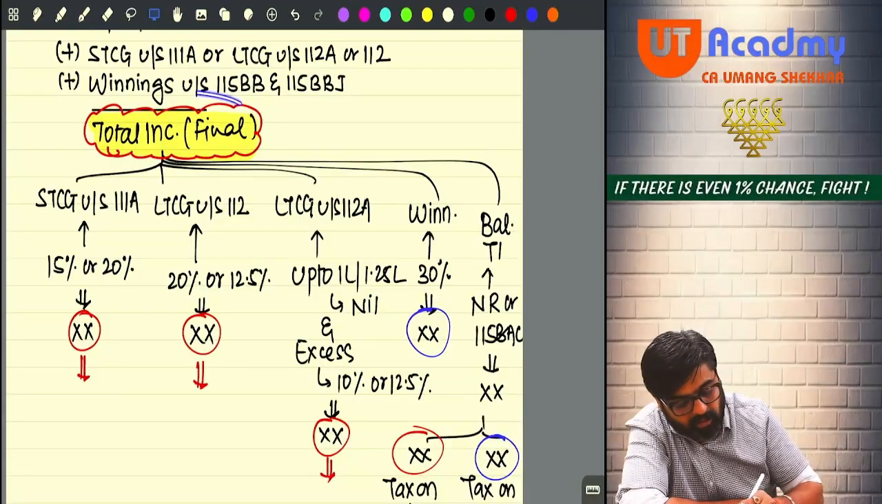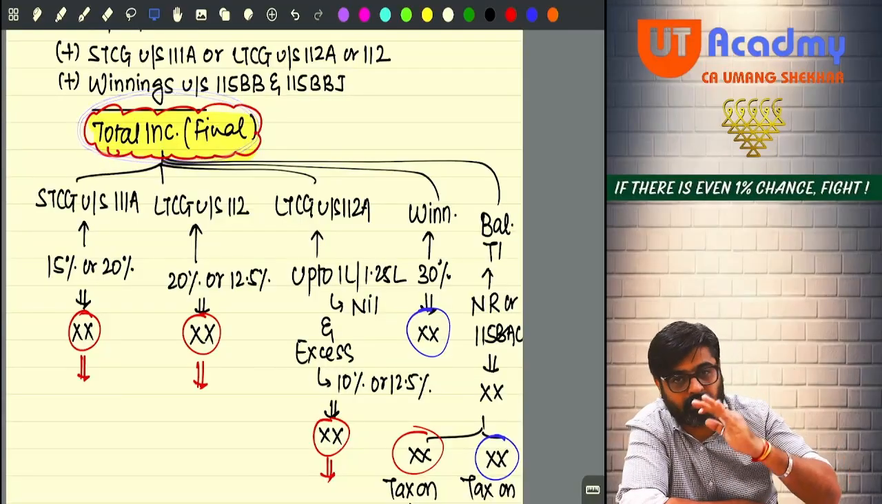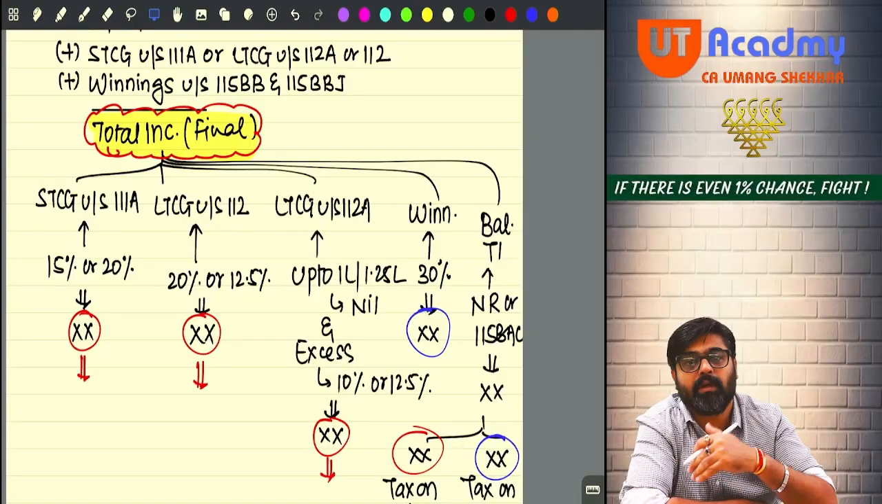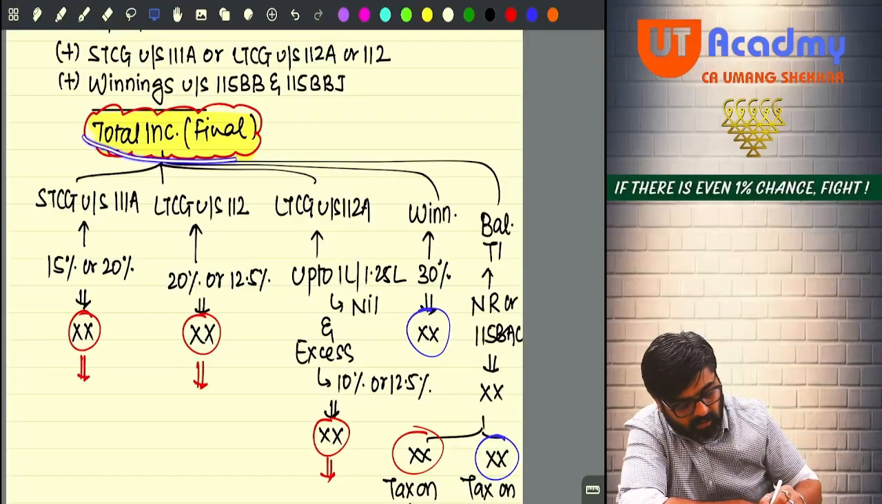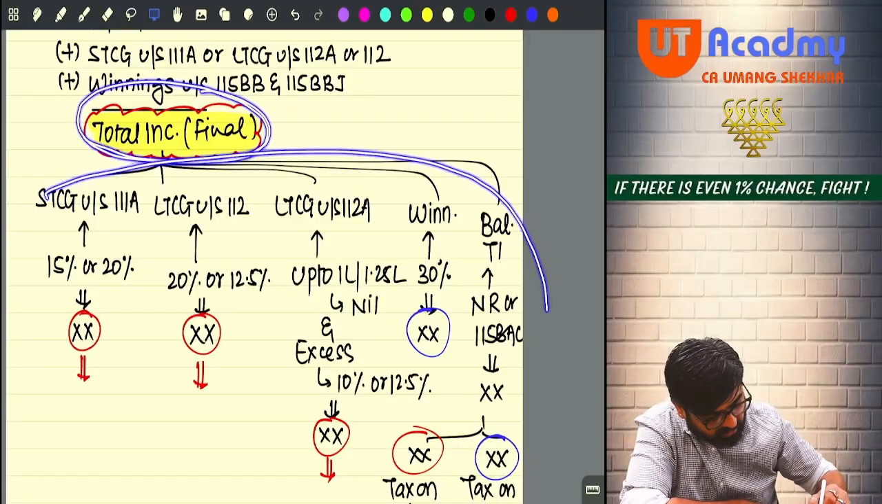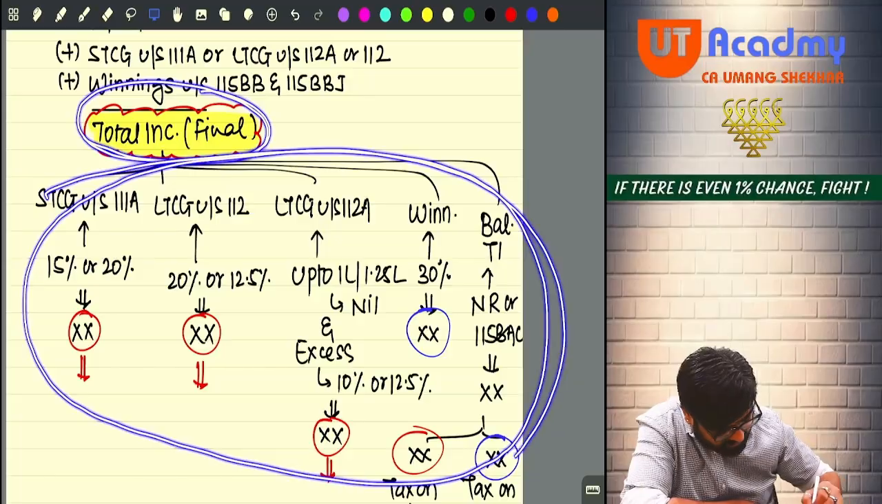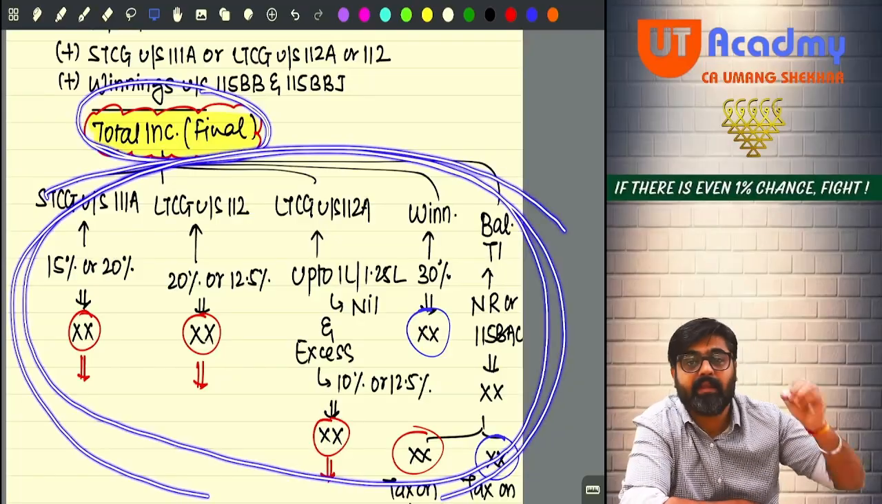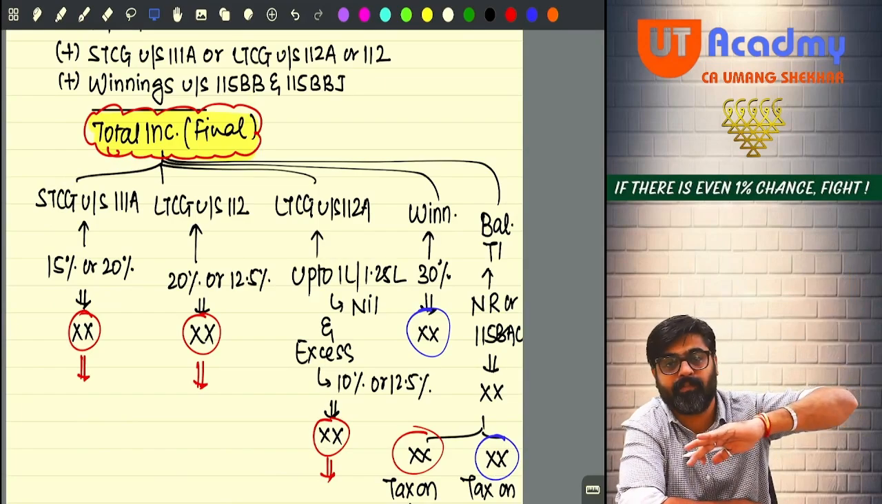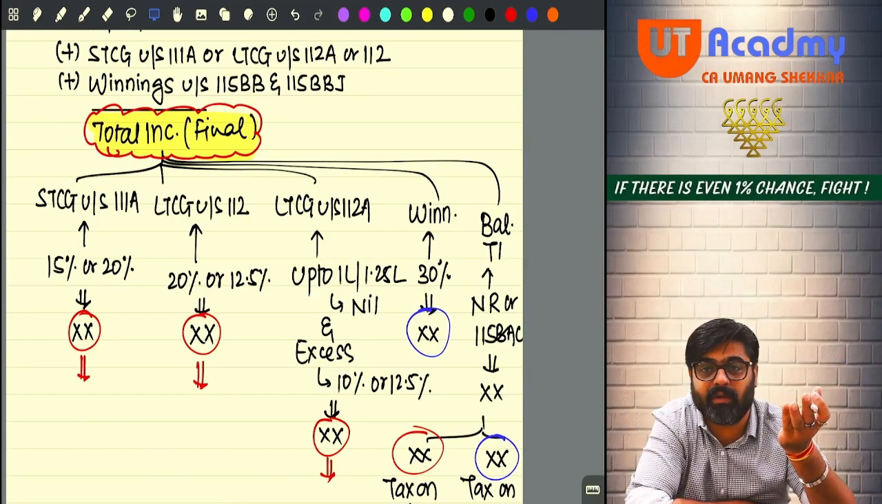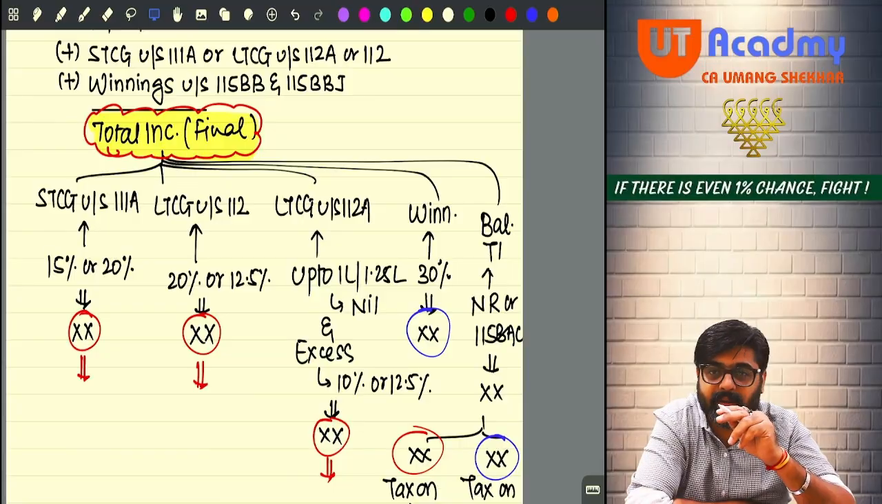Now, this rebate also sometimes we get. So can I say my total income was 5 lakh rupees or less and I am a resident individual? So on my total income, whatever tax I have calculated, that entire tax I can take as a rebate subject to a maximum of 12,500. Do you remember the amount of rebate?